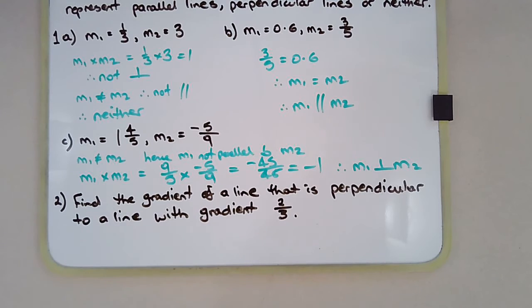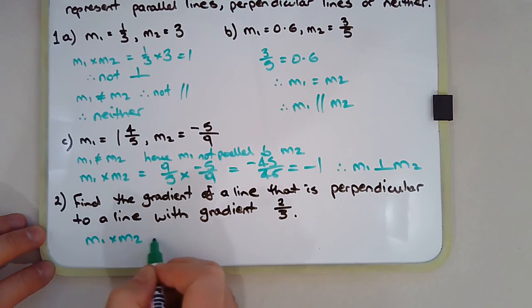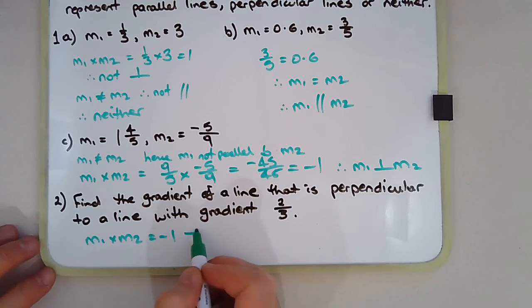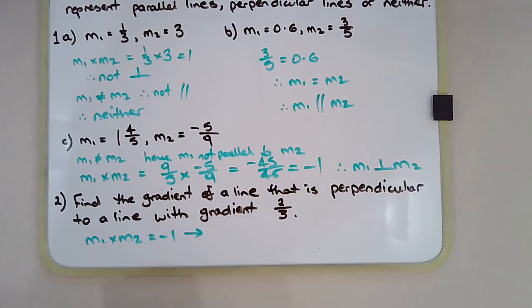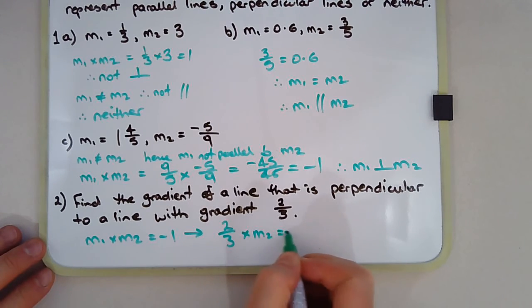And just a quick look at question 2. And just what I spoke about before, where if you want to rearrange the formula M1 times M2 equals -1 to find a perpendicular gradient, or a line that's perpendicular to another line: find the gradient of a line that is perpendicular to a line with gradient 2/3. So starting off with this formula, we want M1 multiplied by M2 equals -1. Now we have M1, let's set M1 to be 2 on 3, multiplied by M2 is equal to -1.